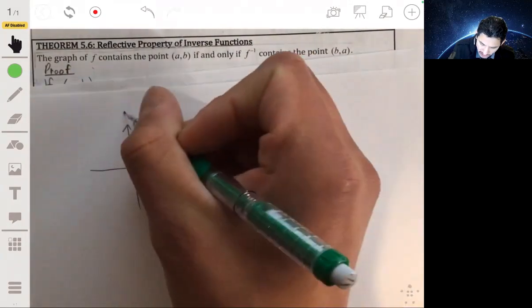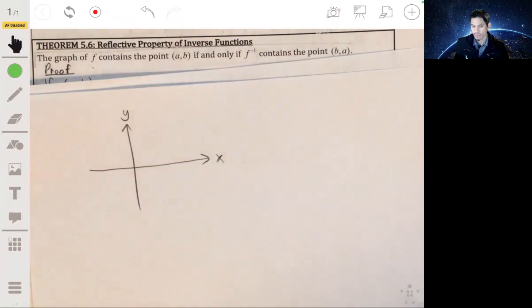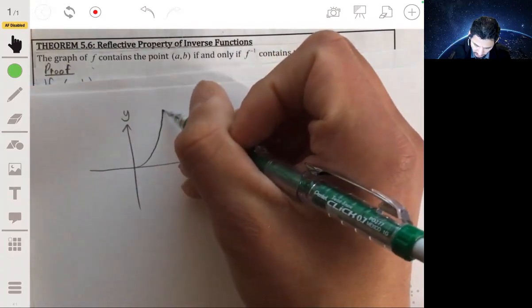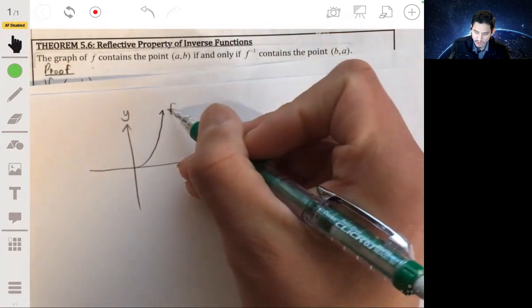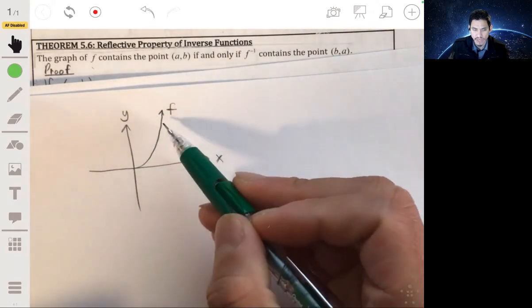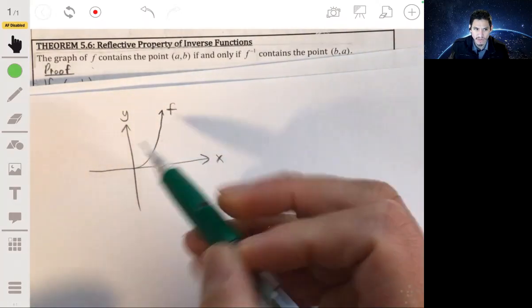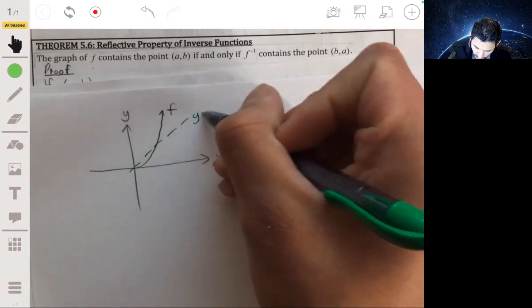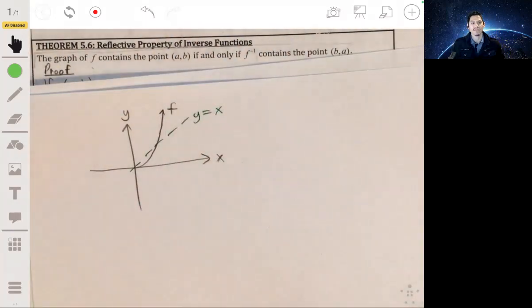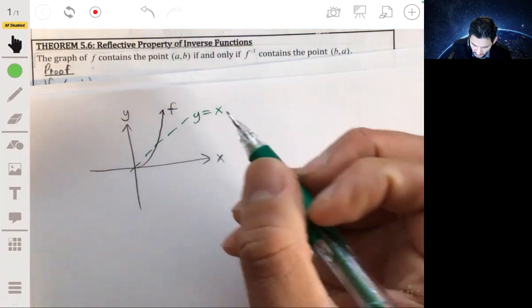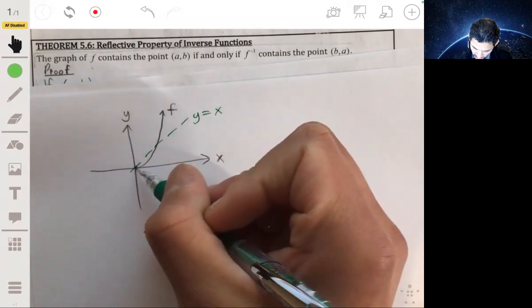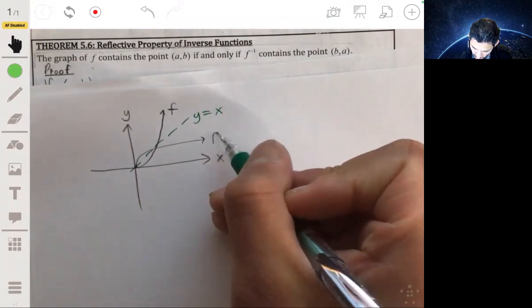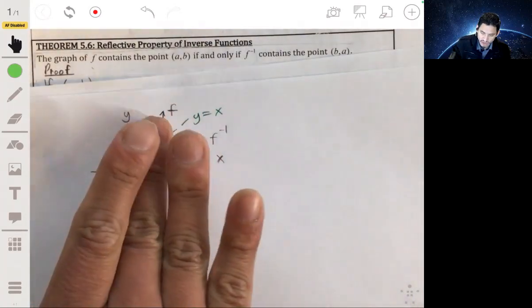So we have the XY plane. Let's say you have the graph of f, and the graph of f is this. This is what f looks like. So think for a minute. If I was to reflect this graph of f across the line y equals x, what would the graph of its inverse be? Think for a minute in your head if you can figure it out. What you should be getting is that its inverse looks like that. So it's like bending this over that line.